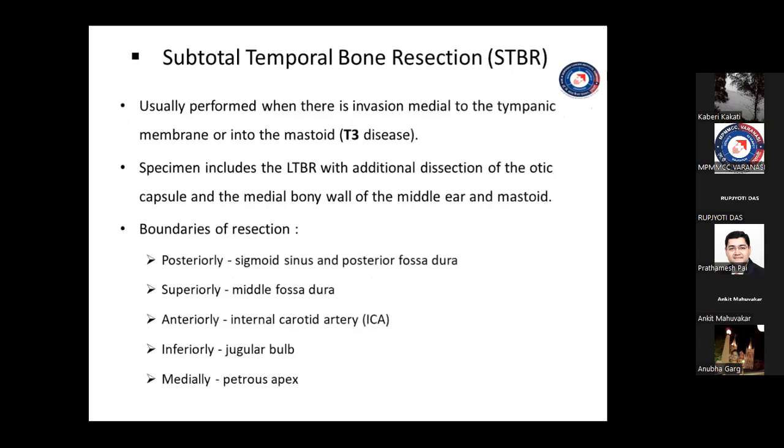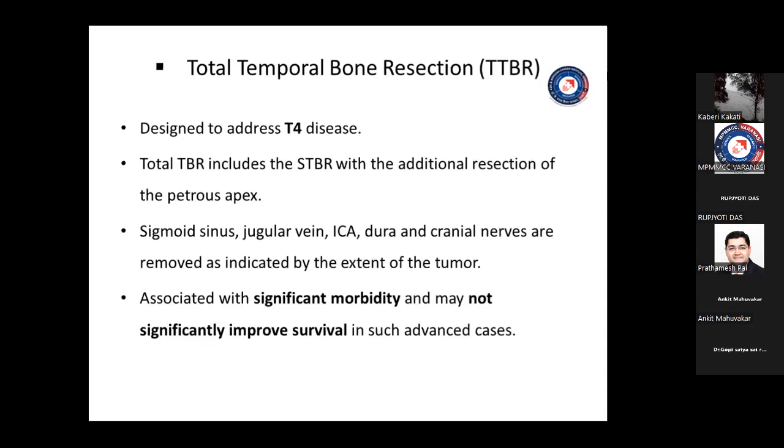The subtotal temporal bone resection was historically used for T3 disease when it invades the middle ear or the mastoid. The specimen includes the LTBR with additional dissection of the otic capsule and the medial bony wall of the middle ear. The boundaries include posteriorly the sigmoid, superiorly the middle fossa, anteriorly the ICA, inferiorly the jugular bulb, and medially the petrous apex. Next comes the total temporal bone resection, which was designed to address T4 disease.